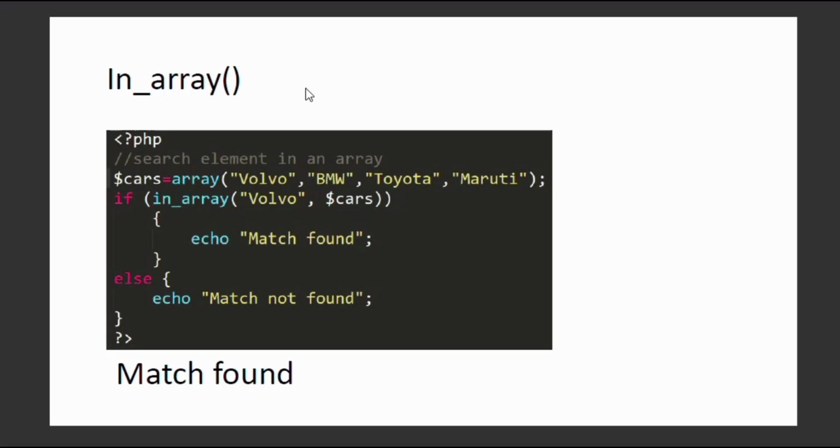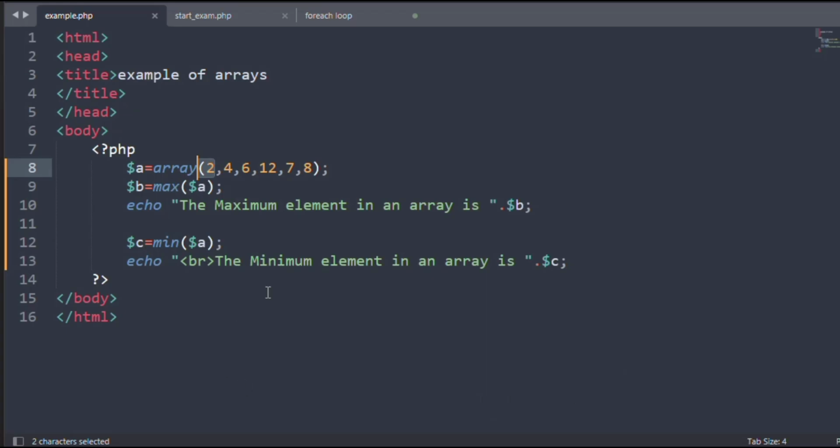Next is the in_array function. In_array is used to check if a specific value exists in an array or not. It returns true if the value is found and false if not. Now we will execute this code. Here you can see I have declared one array that contains Volvo, BMW, Toyota and Maruti, and using the if else statement I have given the in_array function. It will check if Volvo is present in the cars array. Now we'll try to execute this code.